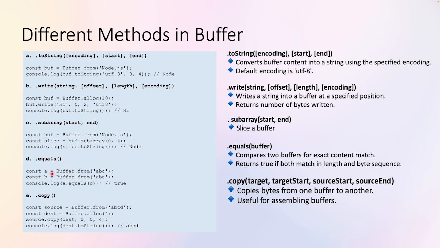In this case, buffer A and buffer B are identical because they have the same values, so it will return true. Similarly, there is another function called copy, which I think we have already seen. If I want to copy a buffer to another buffer, I can do that. Source is a buffer which contains the value ABCD, and the destination is an empty buffer which can hold 4 bytes of data. Here I am copying the source buffer to the destination buffer, and at the end, if I print the destination buffer, it will display the same data, which is ABCD.